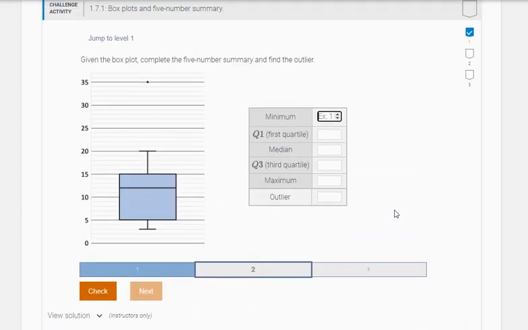Given this, complete the 5-number summary. For the minimum value, you have to be a little bit careful here. It looks like these tick marks are 1, 2, 3, 4, 5. So the minimum value looks like it's 1, 2, 3.